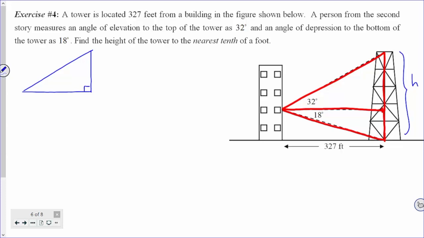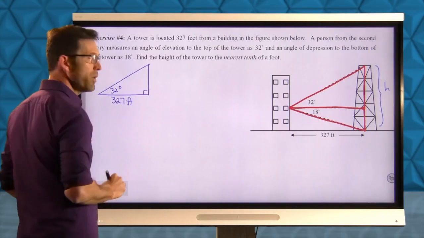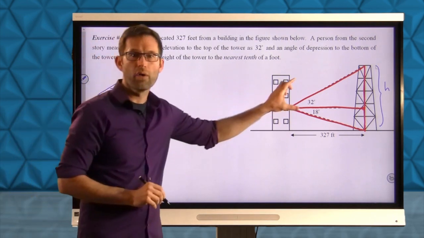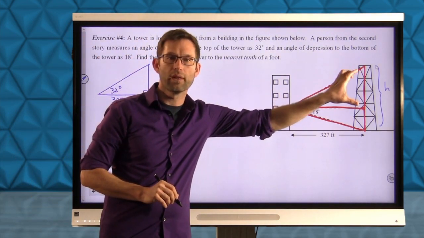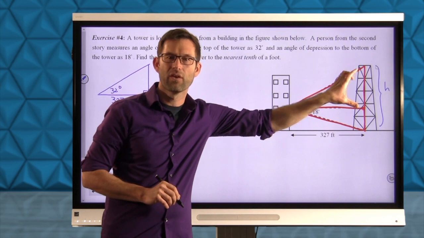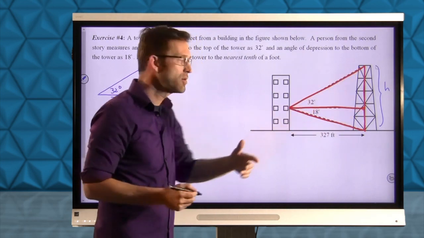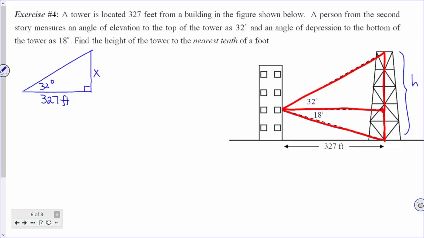And what do we know about that? We know that this is 32 degrees, and we know that horizontal distance is 327 feet. Now, what do we want to know about this triangle? Well, I want to know the height of the overall tower, so what I'd really like to know is that length, right? The length from here up to here. Maybe I'll call that x.